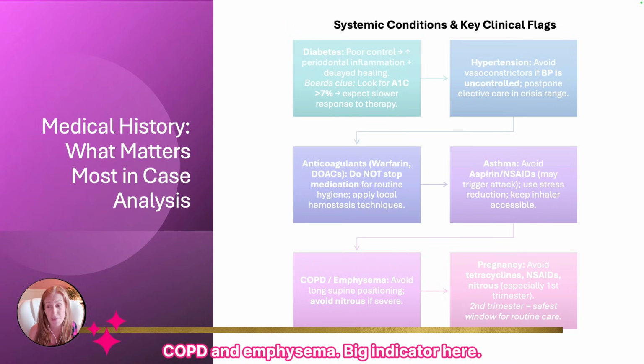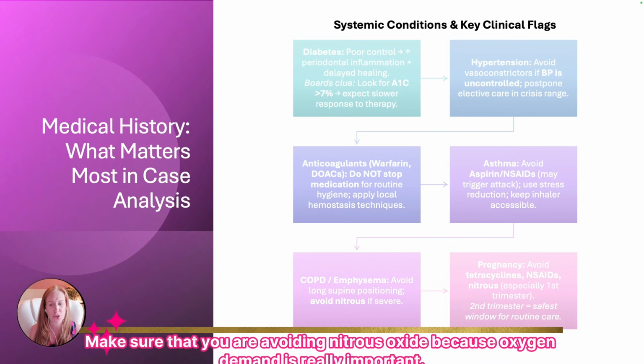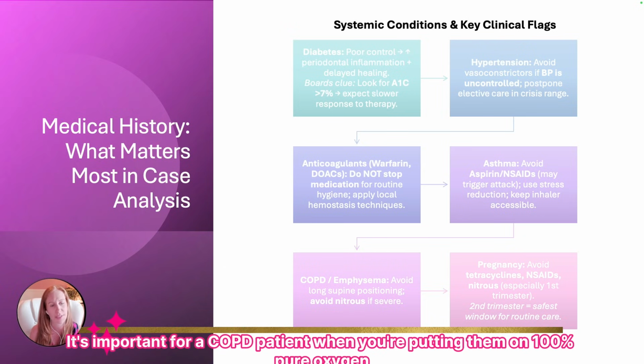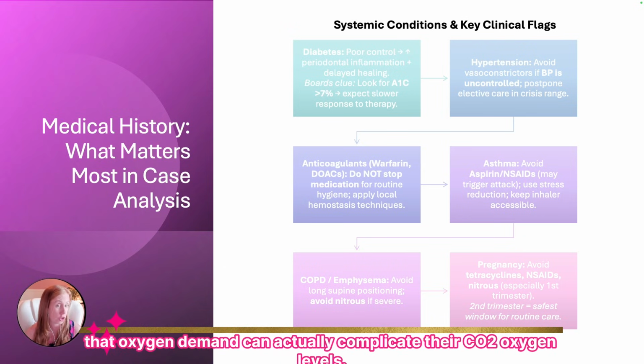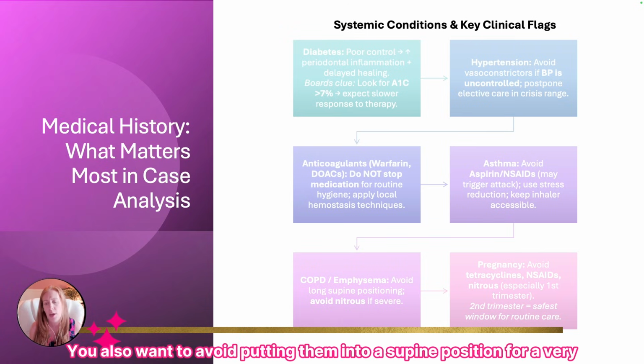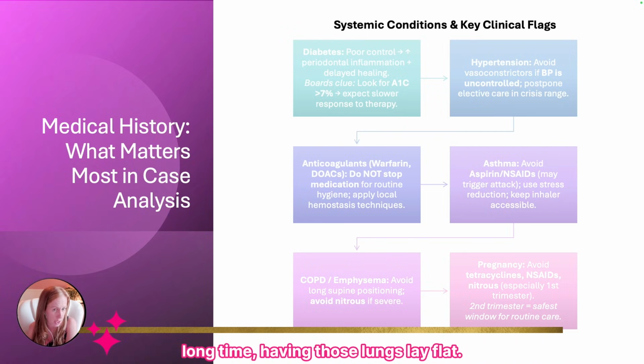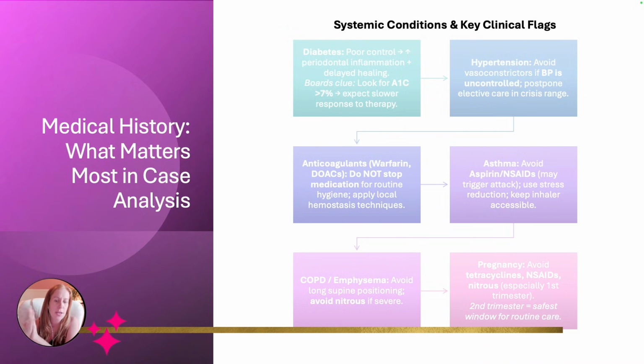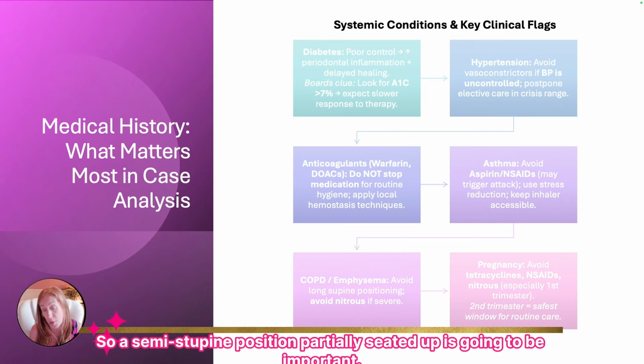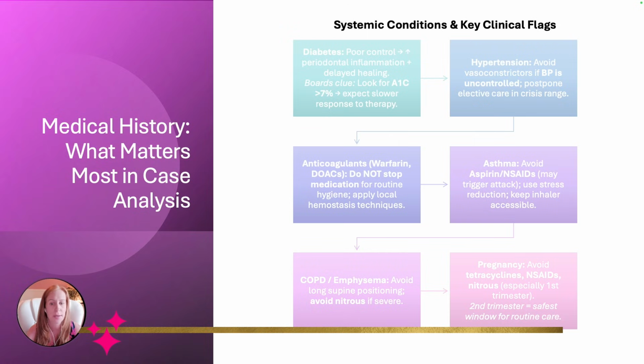COPD and emphysema, big indicator here. Make sure that you are avoiding nitrous oxide, because oxygen demand is really important for a COPD patient. When you're putting them on 100% pure oxygen, that oxygen demand can actually complicate their CO2 oxygen levels. You also want to avoid putting them into a supine position for a very long time, having those lungs lay flat. So a semi-supine position, partially seated up, is going to be important.